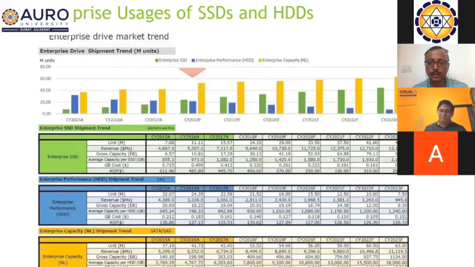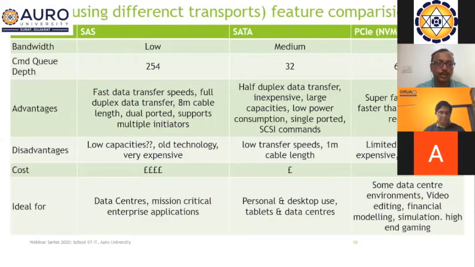So we'll continue. The whole point is that the blue color graph is going down and the green color graph is going up. It means that SSDs are replacing hard disk drives. I can share this PPT with you guys, and you can go through it later on, so I will try to skip some of these things.